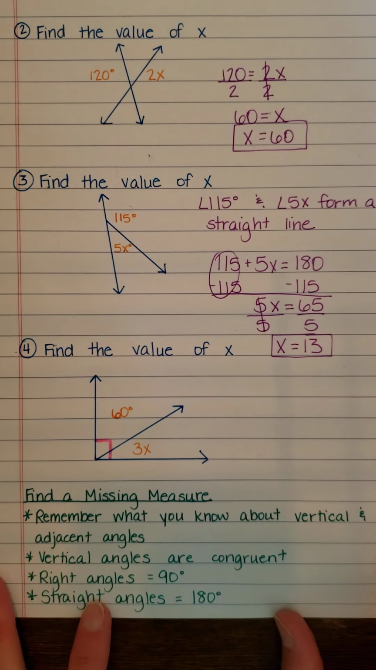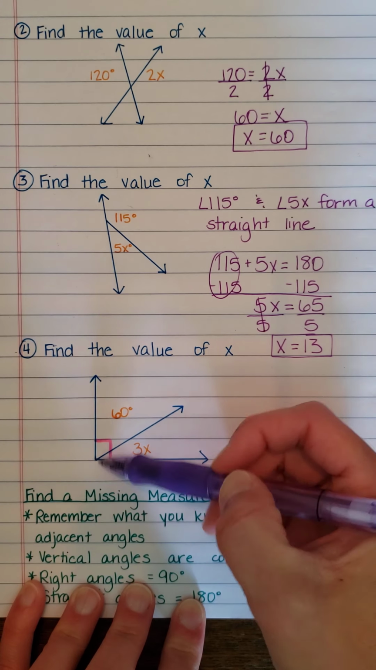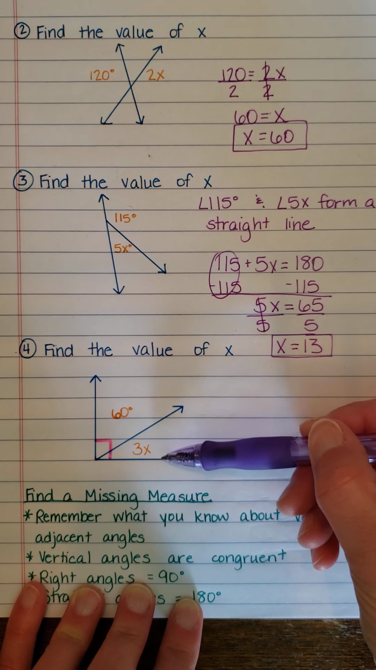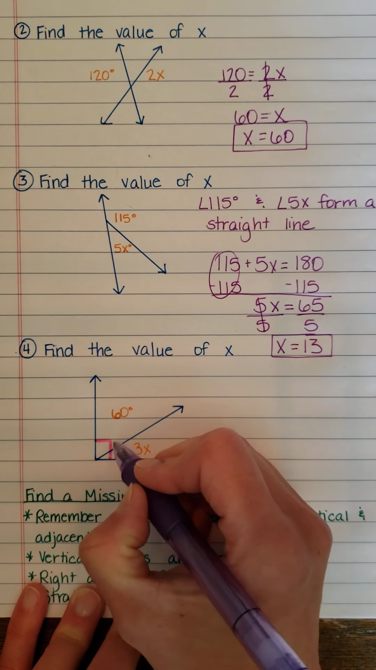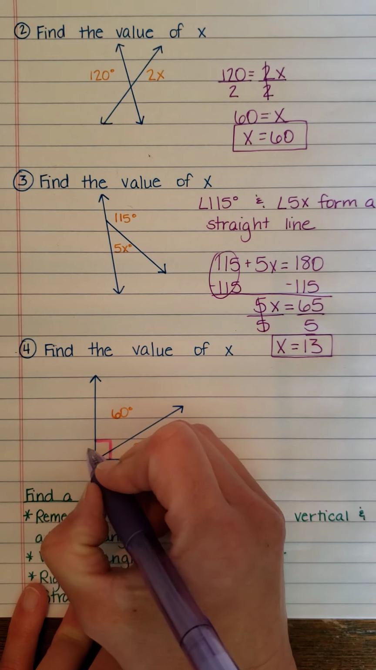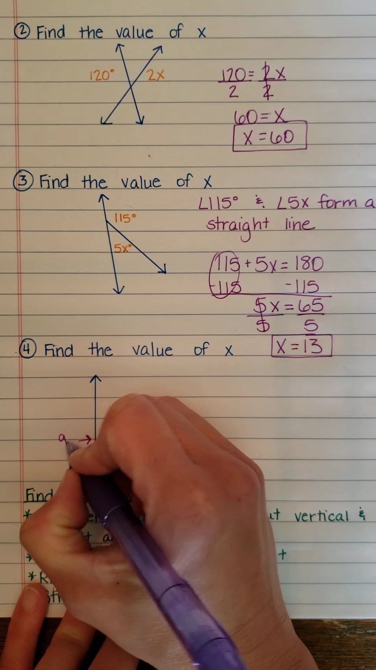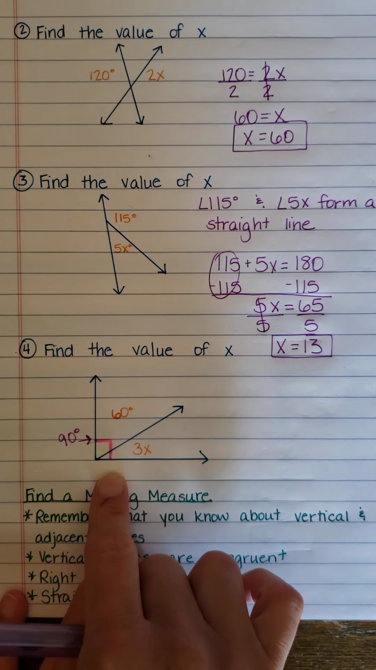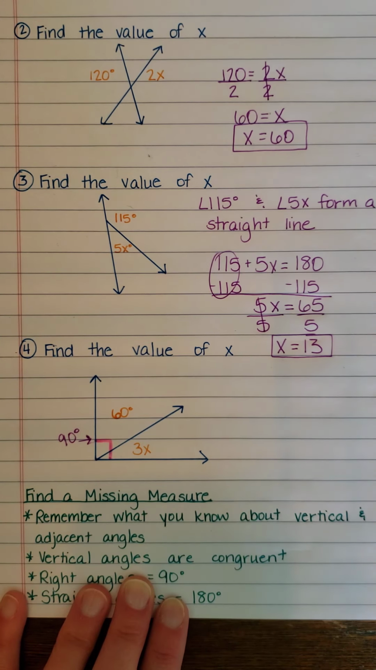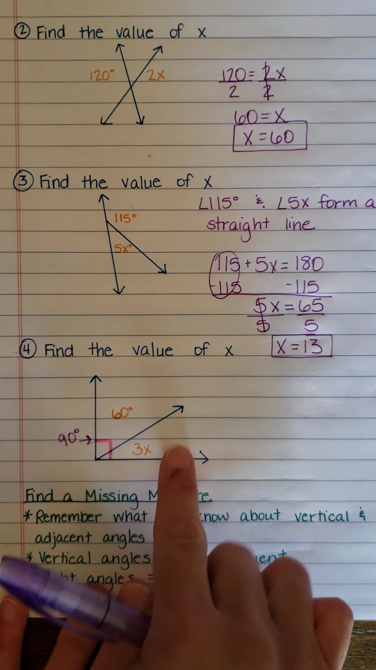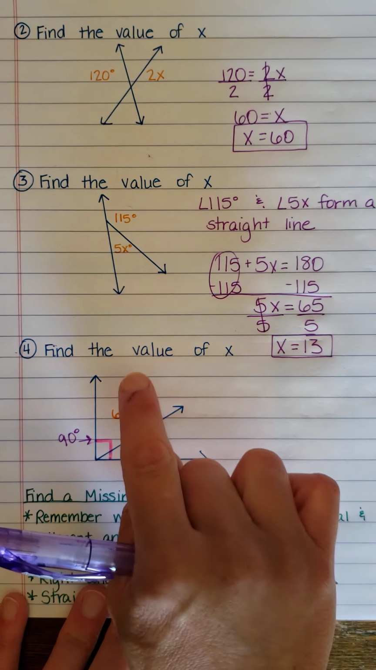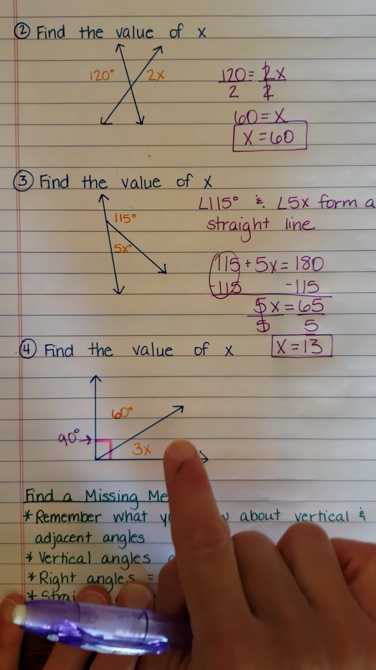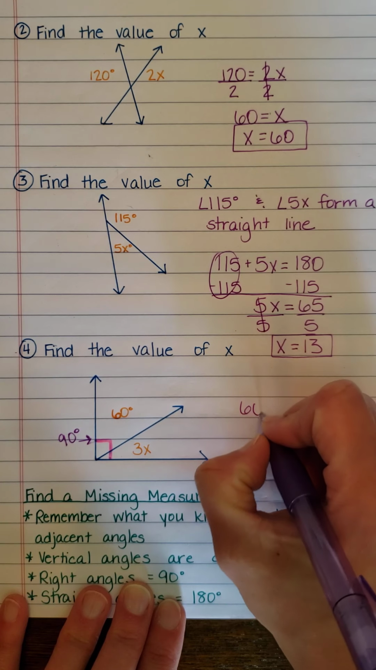All right, our last one, find the value of x. I have an angle here. I have 60 degrees and I have 3x. Well, this box right here, this means that this angle is a 90-degree angle or a right angle. Anytime you see that symbol, that means that that angle is a 90-degree angle. Well, since we know that these two adjacent angles equal a 90-degree angle, I know that 60 plus 3x has to equal 90.